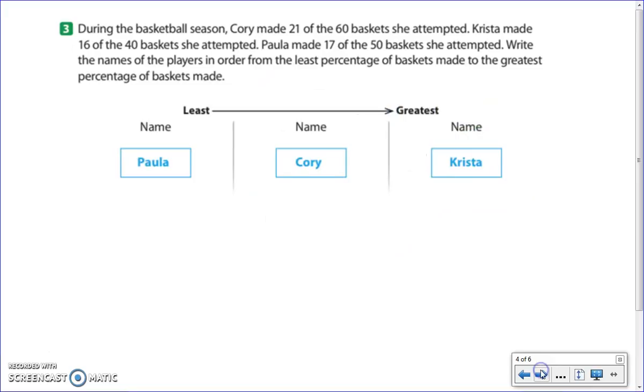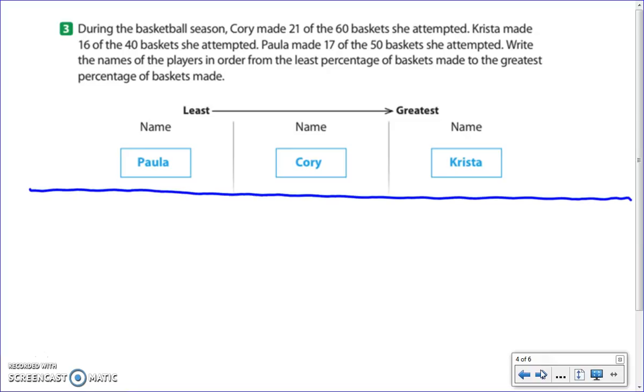Looking at the next problem, it says, during the basketball season, Corey made 21 of the 60 baskets she attempted. Krista made 16 of the 40 baskets she attempted. Paula made 17 of the 50 baskets she attempted. Write the names of the players in order from the least percentage of baskets made to the greatest percentage of baskets made. Now the answer will be Paula, Corey, Krista. And I just left that on here because you need to know whether you got your answer right or not.